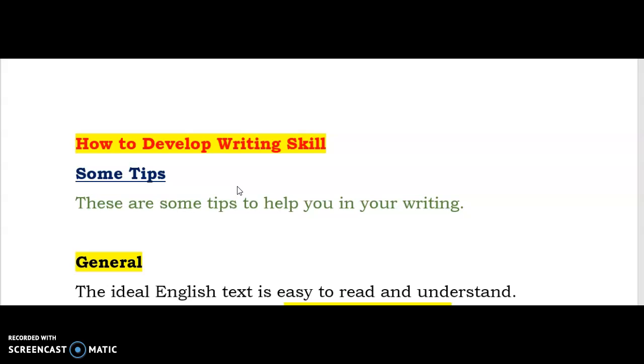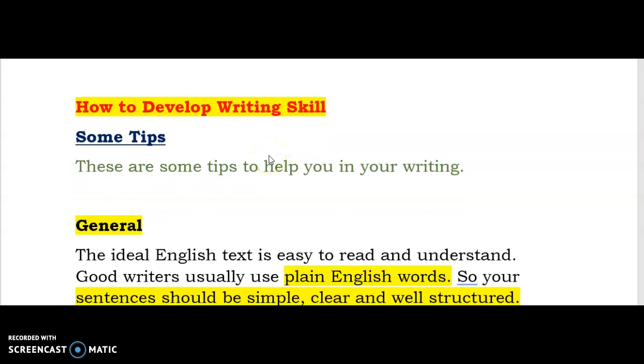In order to understand these tips and strategies, I've written something for you today, and I'm sharing it with you in order to make you successful and develop your understanding of how you can communicate on paper. So let's start. There are some tips you can see here. These are some of the tips that can help you in your writing.